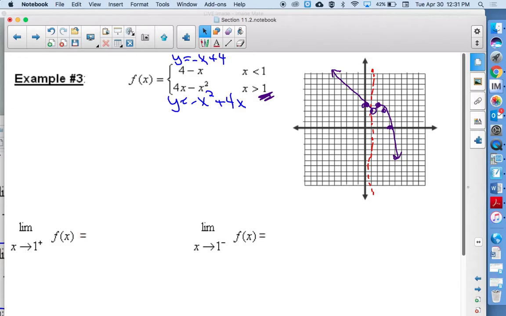At the x value of 1, do they both meet at the same y value? Yes. Since they both meet at the same y value, then the limit is that y value of 3. So in this case, they're both meeting at that same value. It isn't reached. They're not touching, but there is a limit.